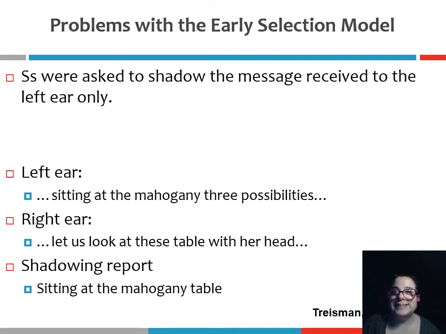Okay, one last demonstration for you, a very similar type thing. In the left ear, they hear sitting at the mahogany 3 possibilities. In the right ear, they hear let us look at these table with her head. Shadowing report: sitting at the mahogany table. Okay, so obviously they're getting some higher level processing of both the unattended channel and the attended channel.